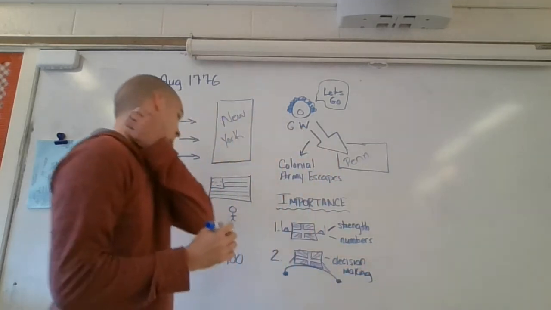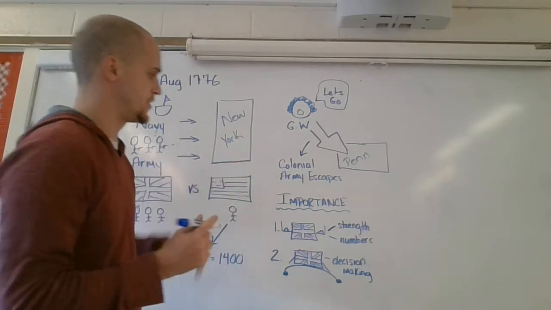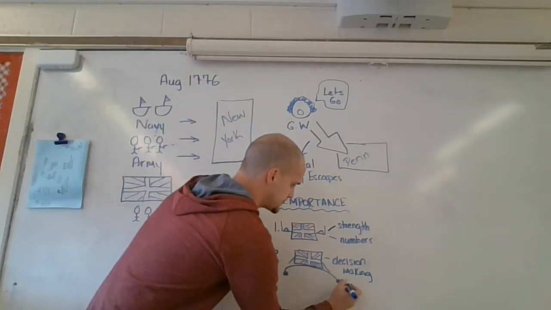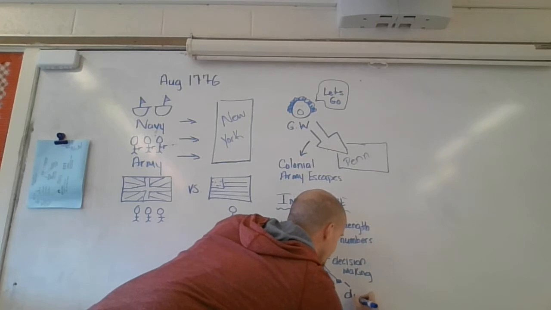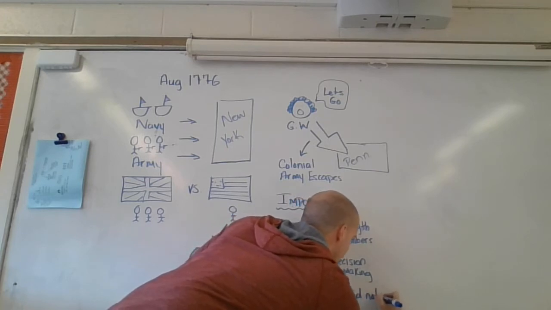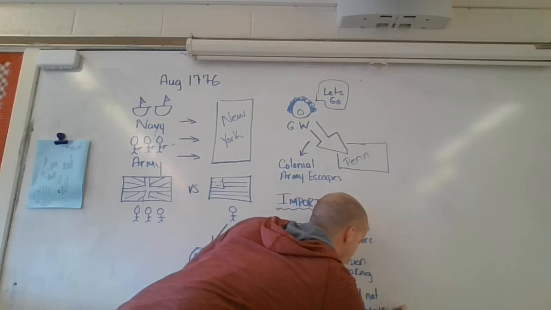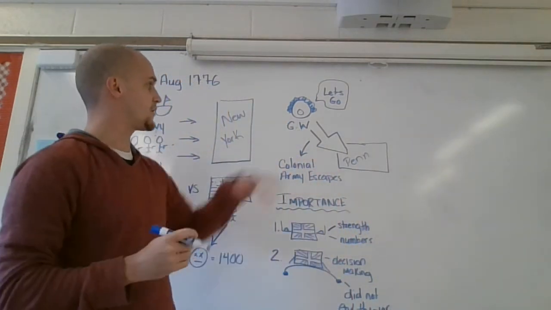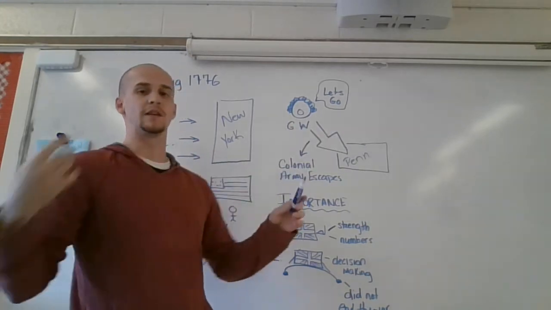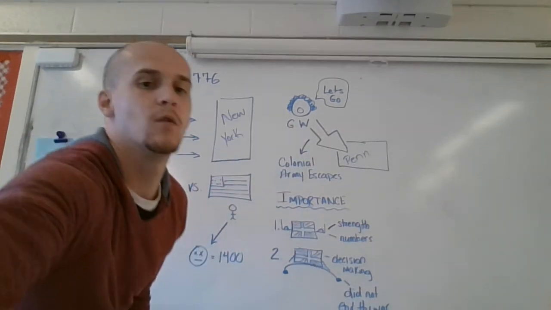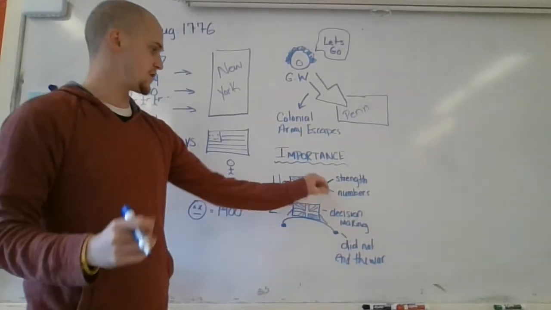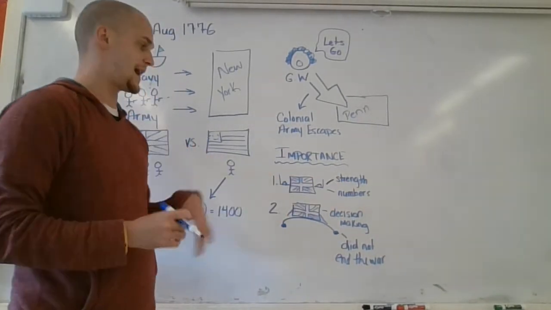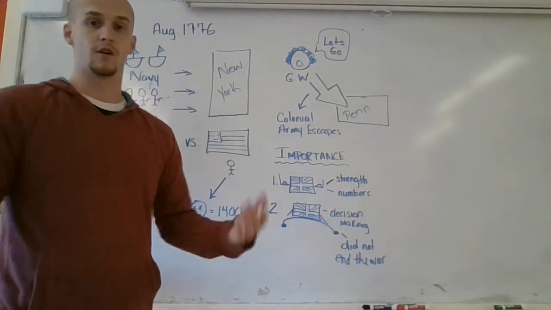In fact, the Battle of New York and allowing the colonial army to escape did not end the war. Had the British not allowed the colonial army to escape back into Pennsylvania, that would have ended the war right there. And so the strength and numbers lie with Great Britain, and the Battle of New York proves that.